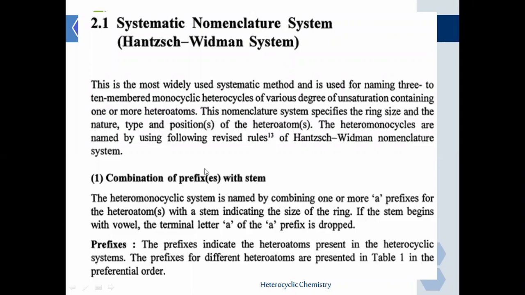Now, the reference book for this particular topic is by Gupta, R.R., having three series: Heterocyclic Chemistry 1, 2, and 3. For your syllabus, we are going to use only two series, volume number 1 and volume number 2. In that book, they have given everything specifically. They have given the rules for giving names to the organic compound. So we'll directly jump to rule number 1.